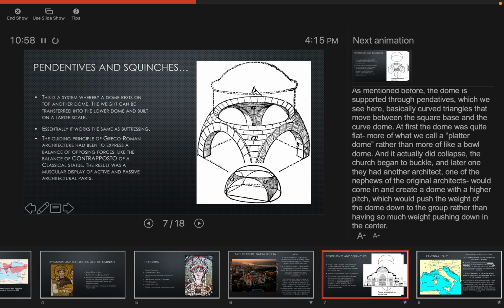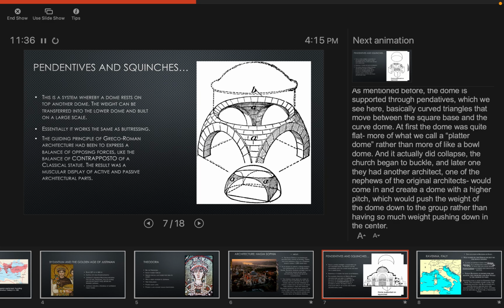So these pendentives gave way for the dome to be able to rest on the pendentives and not fall in on itself. So this is a system whereby a dome rests on top of another dome. The weight can be transferred into the lower dome and built on a large scale. Essentially, it works the same as buttressing. So, if we recall, a buttress is just a support.